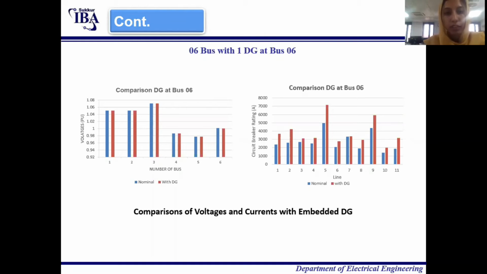This is the comparison of voltage and current profile of the IEEE 6 bus system when there is no DG and when there is a single DG on bus 6. The left side graph shows the voltage profile of the IEEE 6 bus system when a DG is added, and the right side graph shows the current rating when a DG is added into bus 6. We can clearly see that current is increased when a DG is added, thus violating the current rating of circuit breakers.